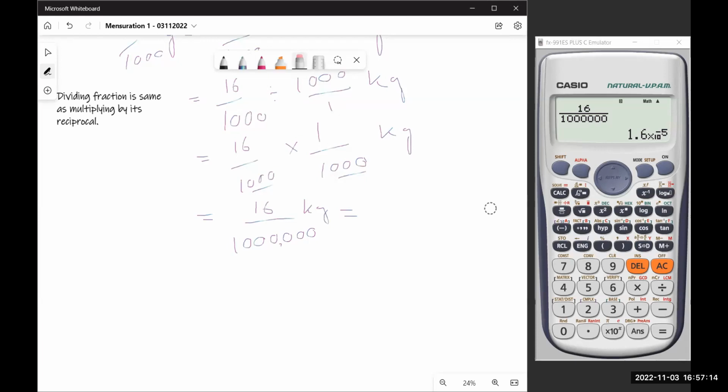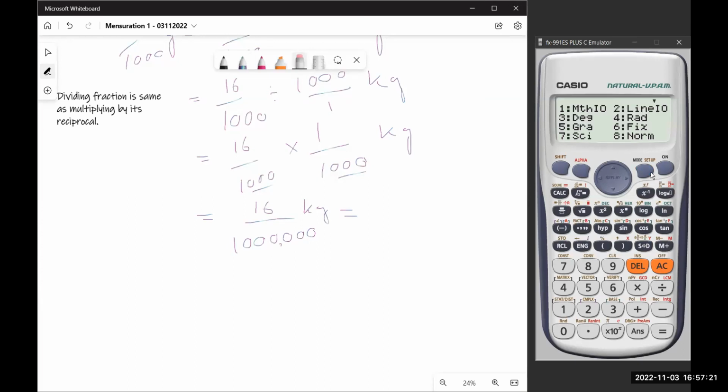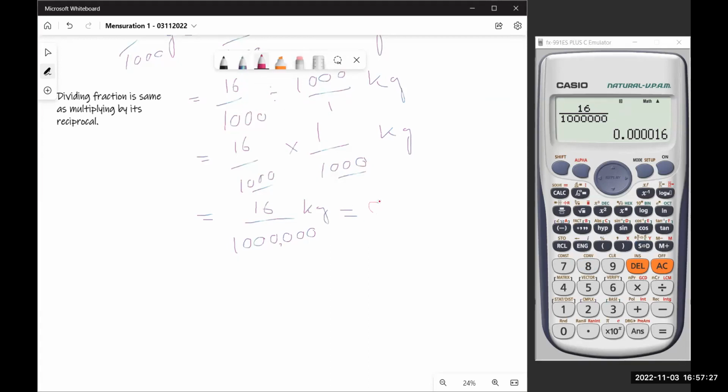Now, how do I get the answer in decimal? I don't need this or this. So how can I do that? I'll go to setup, I'll go to norm, I'll click 2. And if I do this now, I get this answer, 0.00. Then we go where?